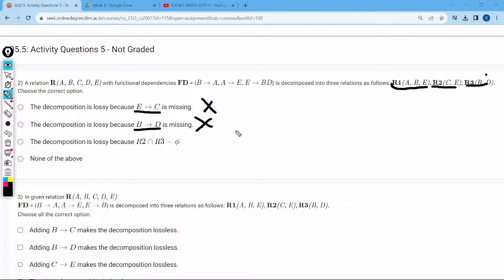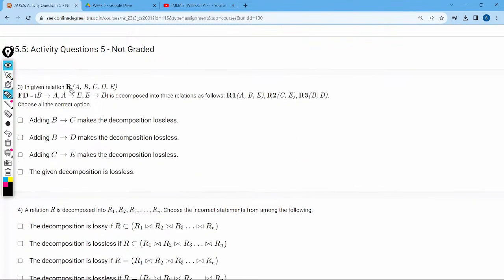Let's check. Okay, it's R2 union R3. Is there a common element or a common attribute between them? No, there is no common attribute between them. So this is true, and hence the third option would be correct.